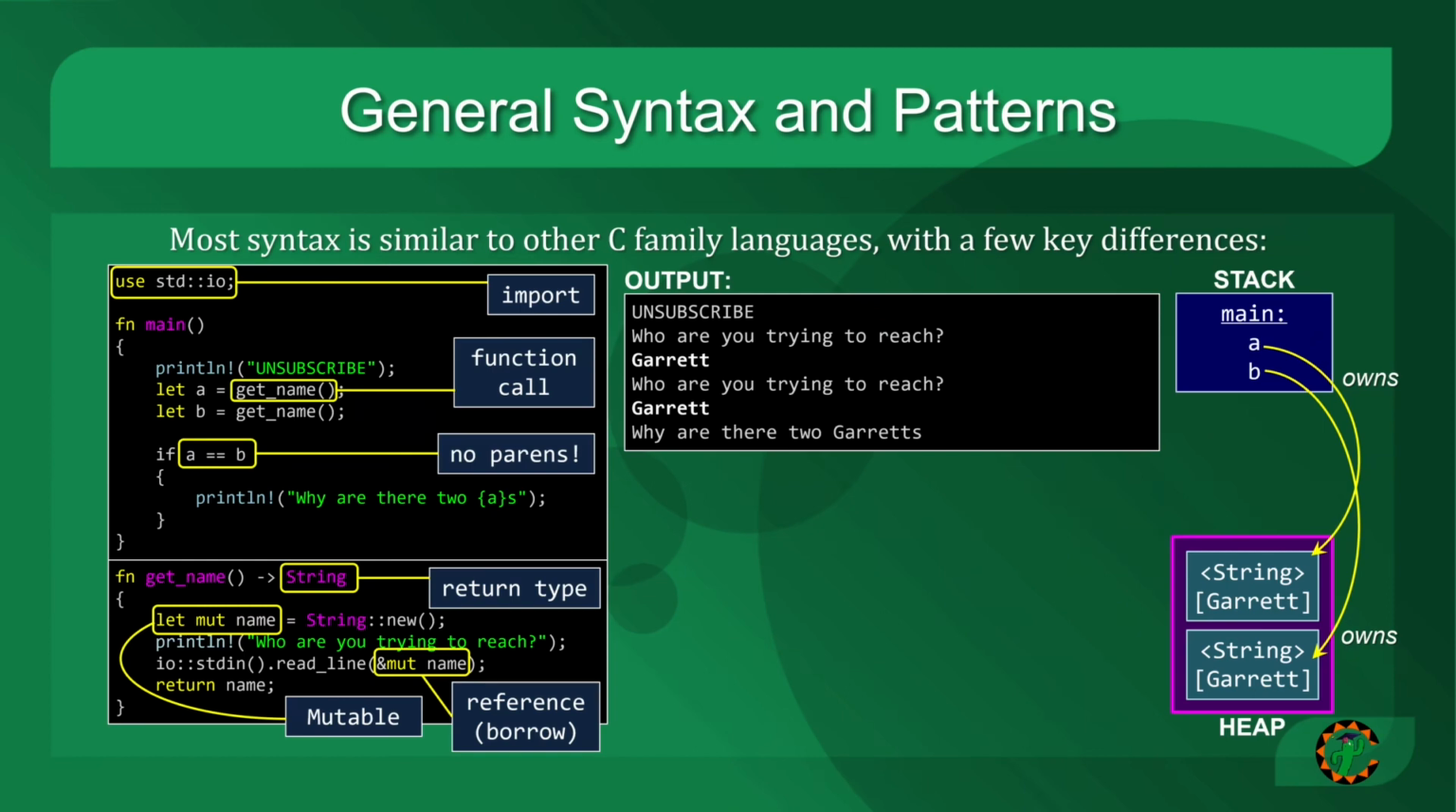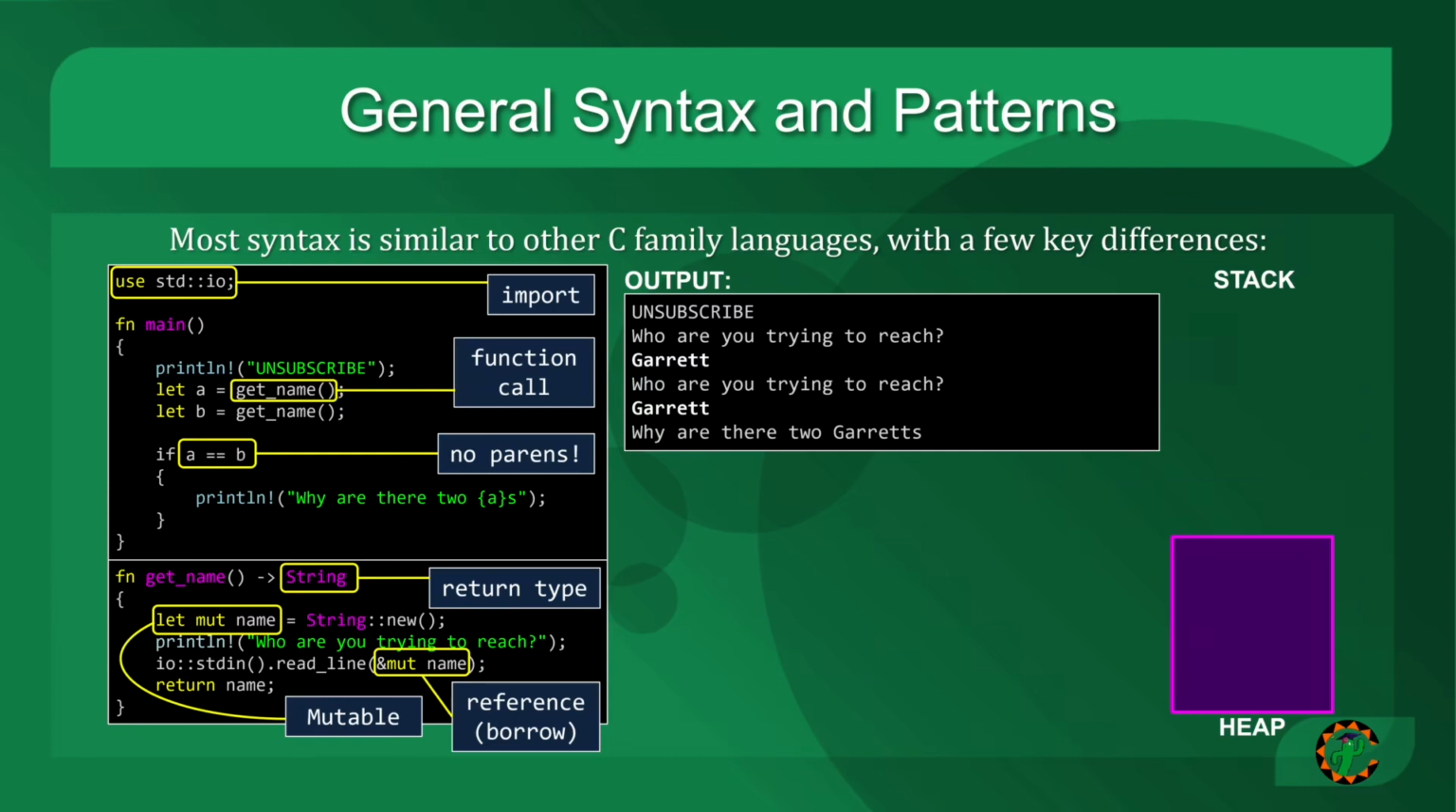When the main function ends, the stack frame is released. All the values owned by the stack variables fall out of scope and thus are cleaned up, and that includes both of our strings. Finally, the program terminates and the heap and stack themselves are reclaimed.